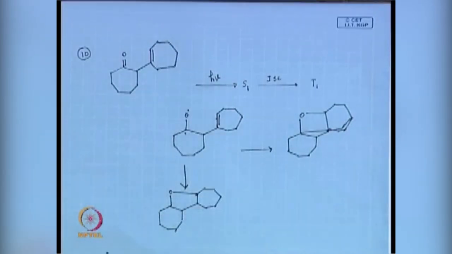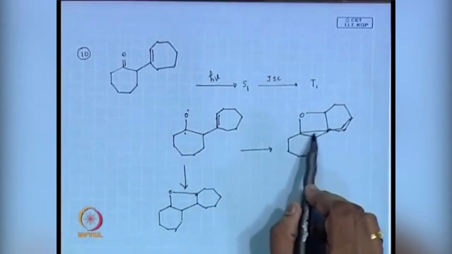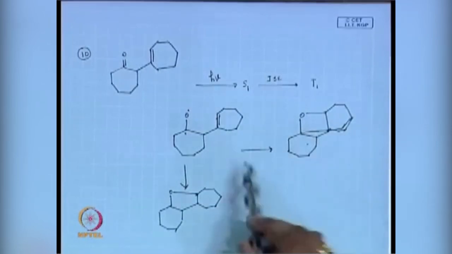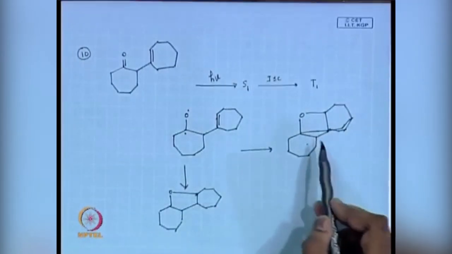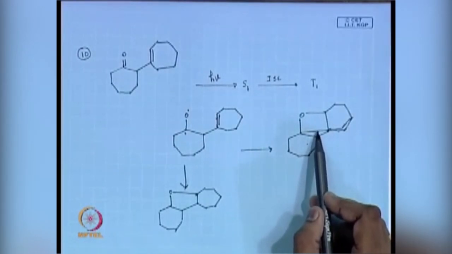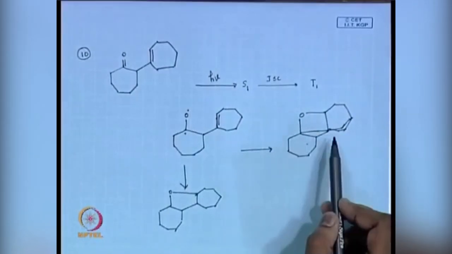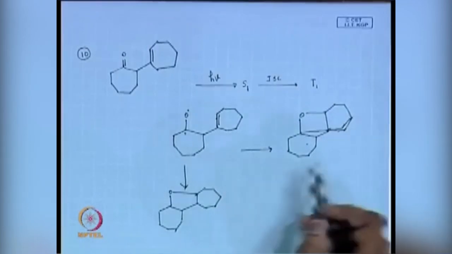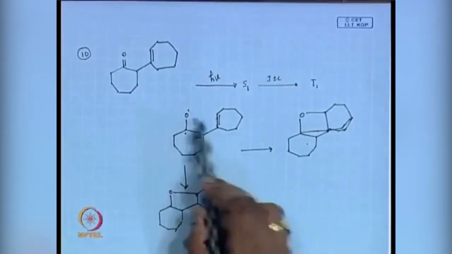Nice example to discuss. So, if you are going to do Paterno-Buchi, I should get a product like this, right? Then you think this is a strained type of ring, that is why I am going to cleave one of these bonds and get my radical, then it abstracts hydrogen from the solvent to give me the product. Or, no sir, it will go like this, then it will abstract a hydrogen. I am not going to make this ring.